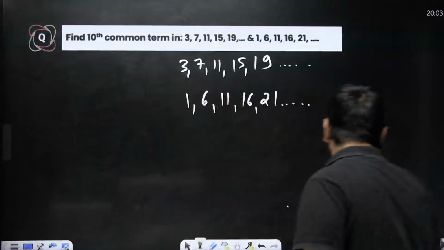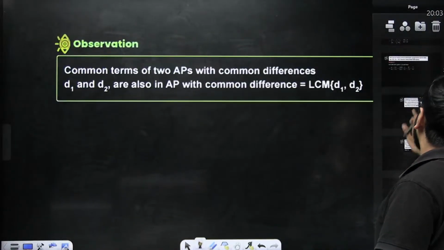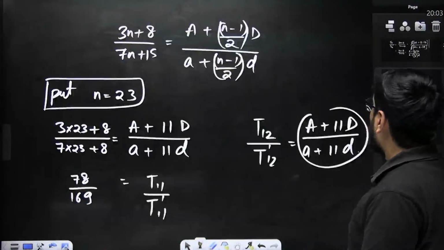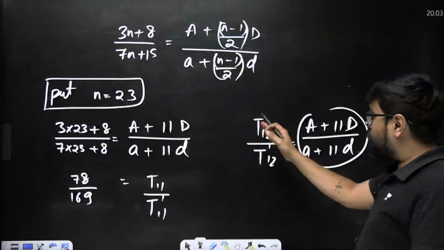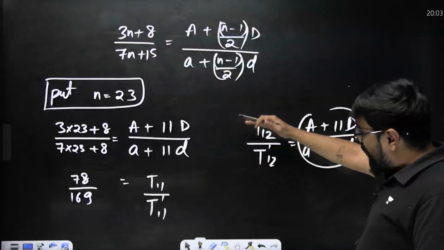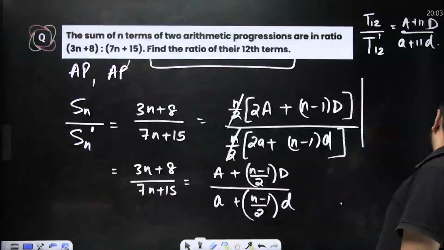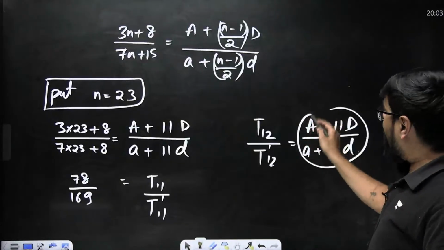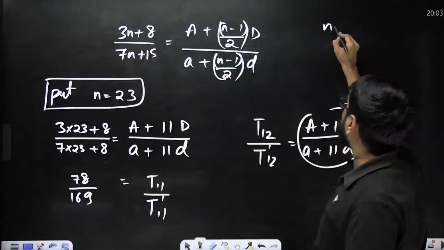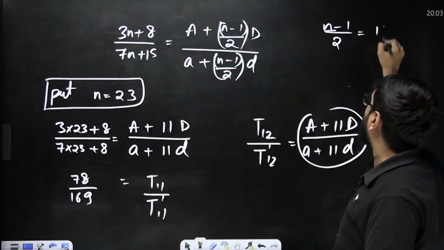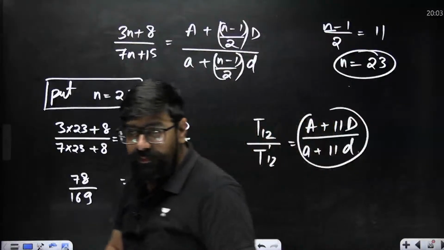Why did you put n is equal to 23? Beta, what did I want? I wanted to create this ratio. I wanted the ratio of the 12th term of the upper AP and lower AP, these two APs. Find the ratio of their 12th terms. So if I wanted the ratio of 12th term, that would look like A plus 11D upon small a plus 11D. I wanted 11 with D. So I solved n minus 1 divided by 2 should be equal to 11. In this case, what will n come as? N will come as 23.